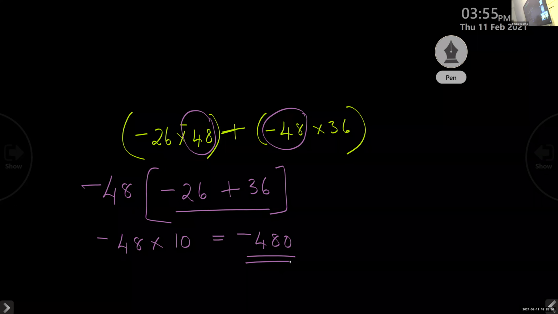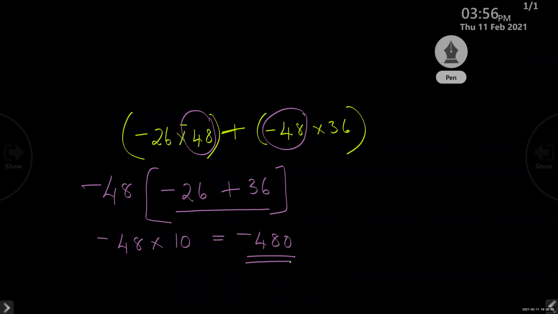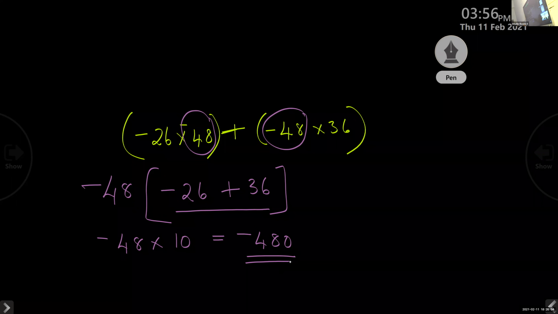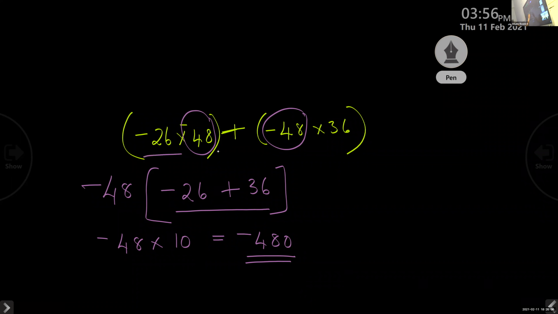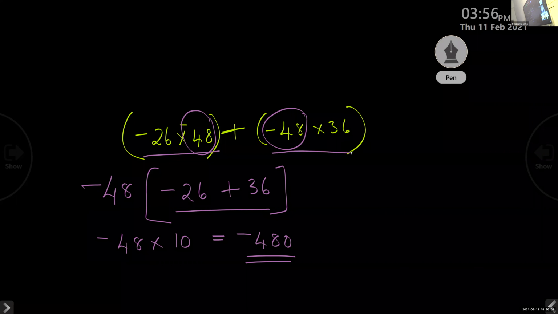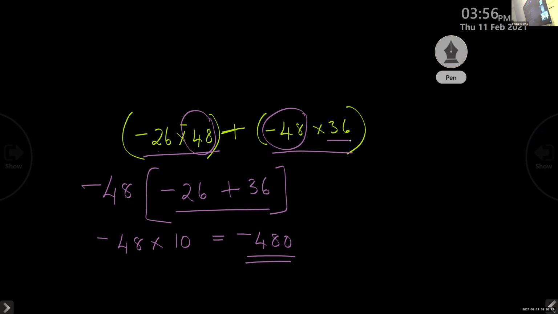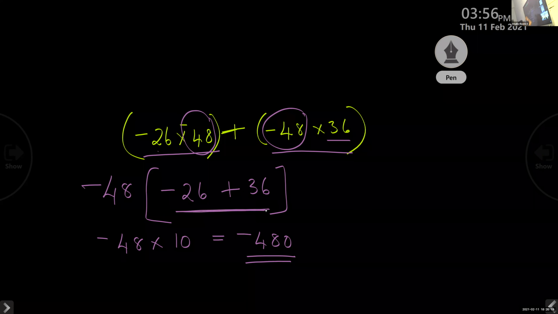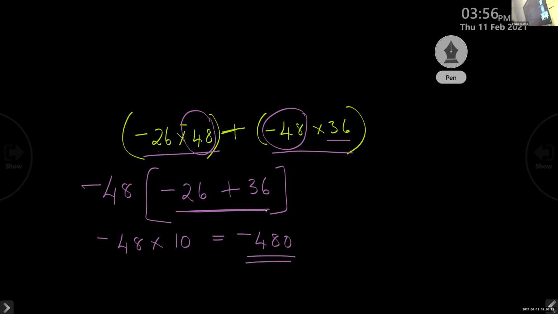Did you understand this? Using the distributive property, we are doing this problem. Negative 48 is common, so we took out negative 48 from both terms. Now what is remaining in the bracket? Negative 26 and positive 36, that we wrote inside the bracket. The answer is 10. So negative 48 into 10, the answer is negative 480.